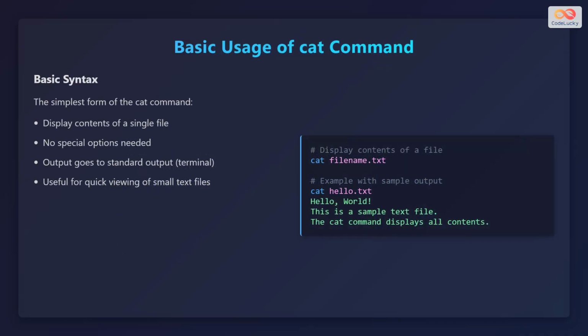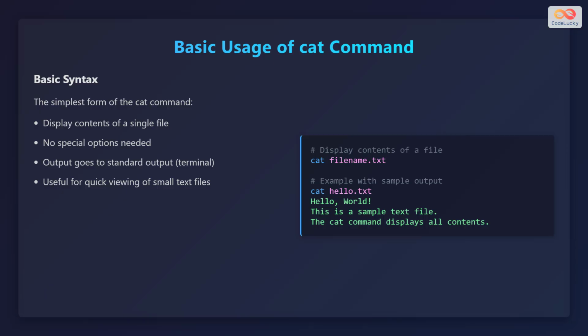Let us understand the basic syntax of the cat command. The simplest form of the cat command is used to display the contents of a single file. No special options are needed for this. The output goes to standard output, that is, the terminal. It is useful for quickly viewing small text files.